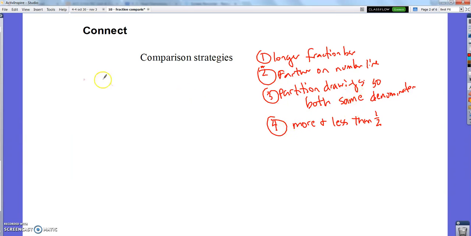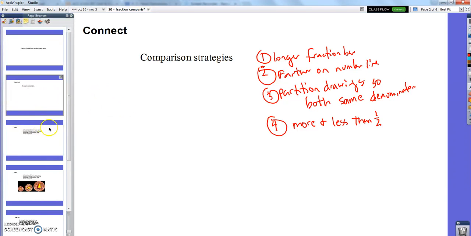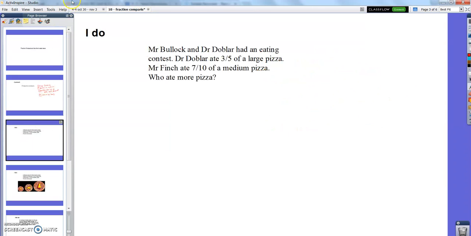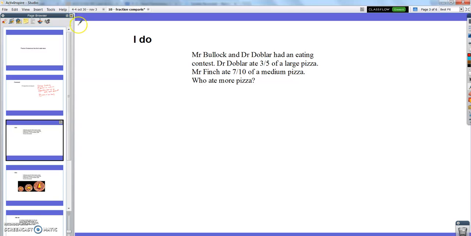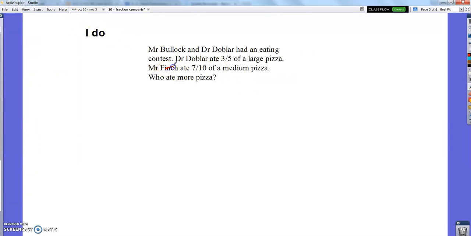And those are all great strategies, and I just want to make sure you're not so good at comparing fractions that you compare fractions when it doesn't make sense. Let me explain what I mean. Let's look at a question like this. Mr. Bullock and Dr. Dobler had an eating contest. Dr. Dobler ate 3/5 of a large pizza. Mr. Bullock ate 7/10 of a medium pizza.